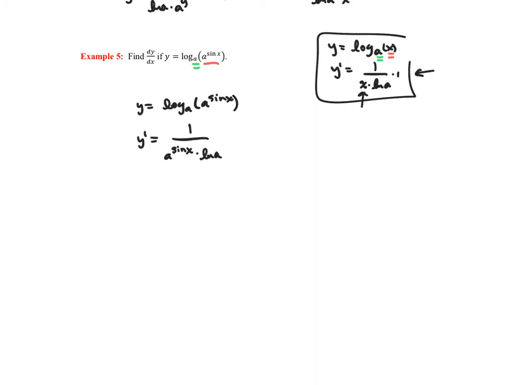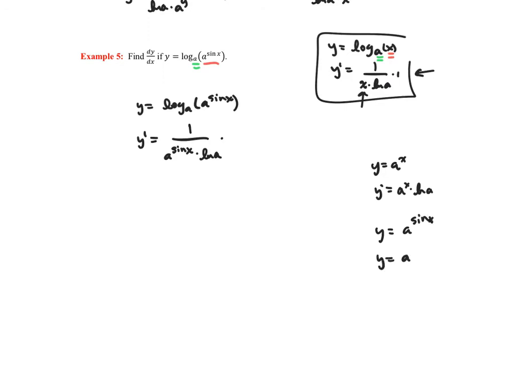Unlike this, which is 1 over x ln of a. So what should we do here? We also need to multiply by the derivative of a to the sine x. So if y equals a to the x, then y prime is equal to a to the x times ln of a.